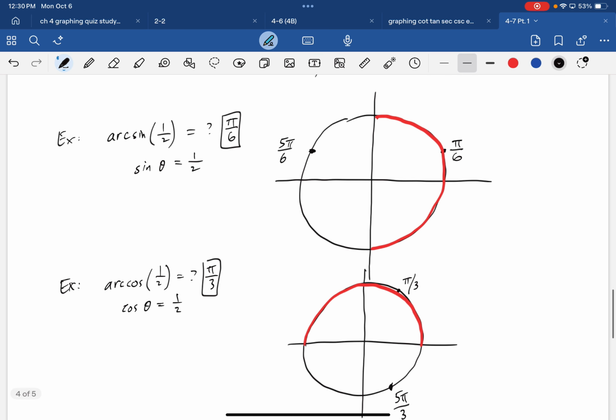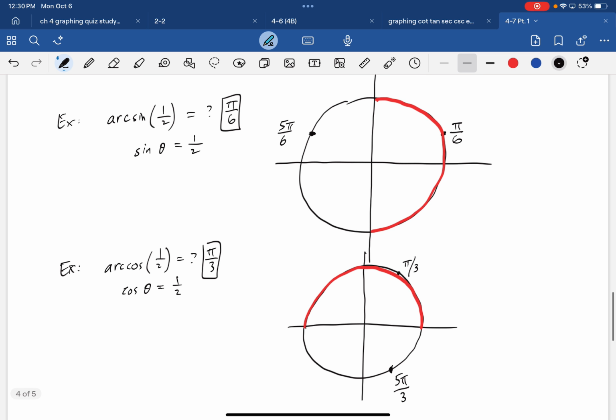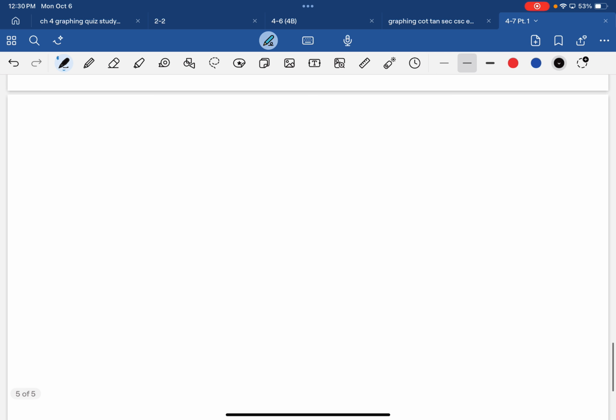Any questions about arc sine, arc cosine? Okay, I'll do an arctangent example. So let's say we're looking for arctangent 1. That means we're looking for values of theta such that tangent of theta is equal to 1. Once again, we've done this a million times.